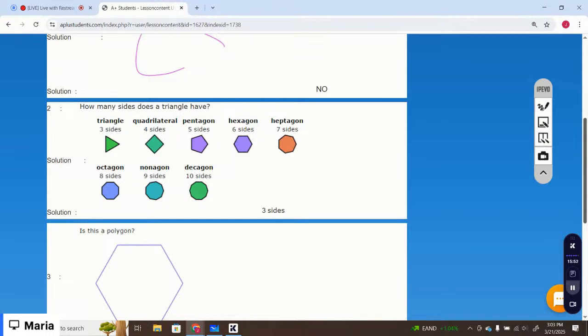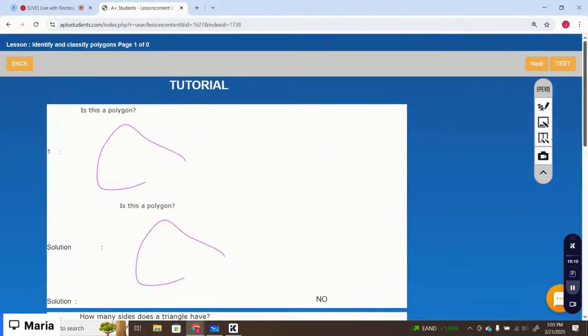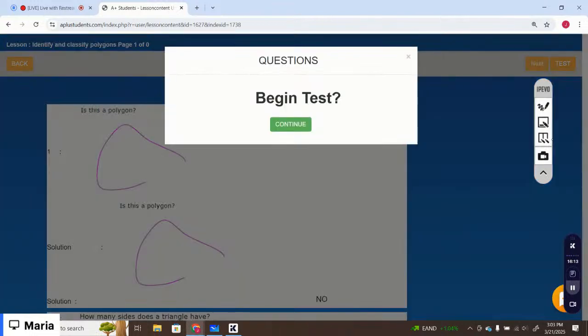A triangle has three sides, quadrilateral has four sides, pentagon has five sides, hexagon has six sides, heptagon has seven sides, octagon has eight sides, nonagon has nine sides, and decagon has 10 sides. Let's just start with the test questions.